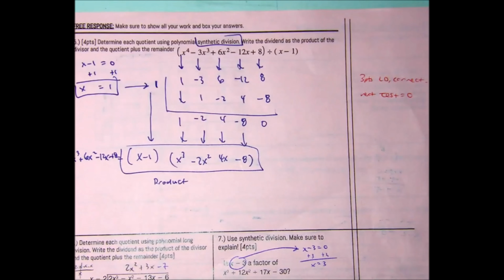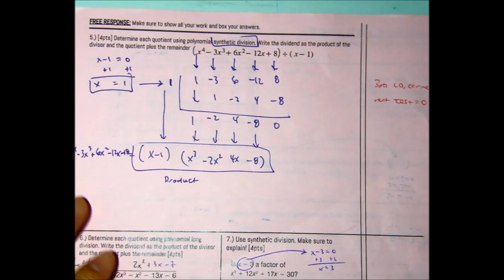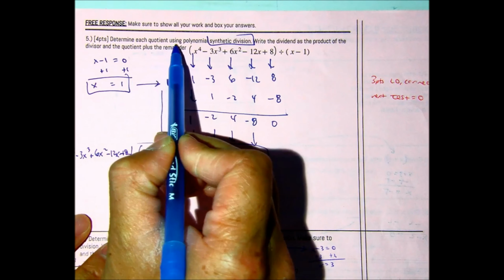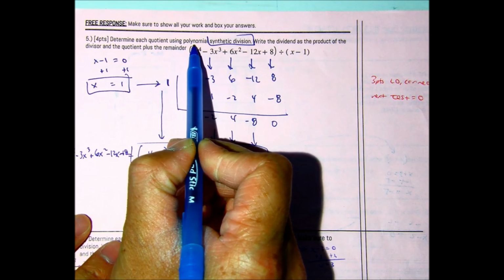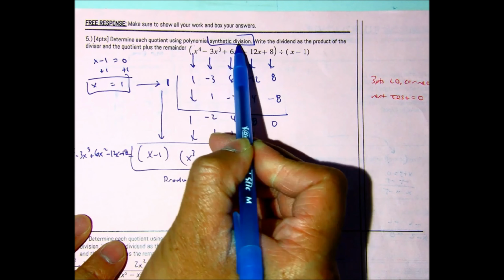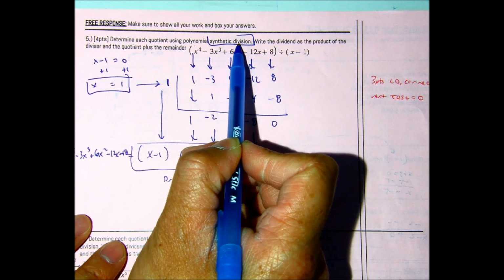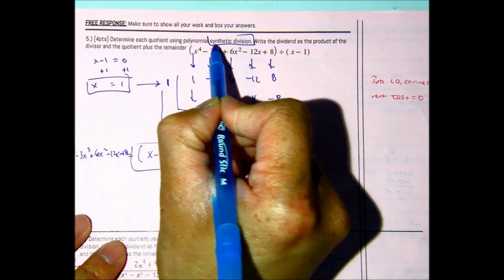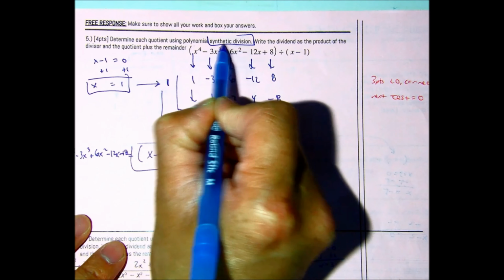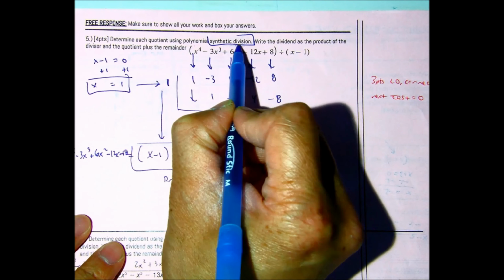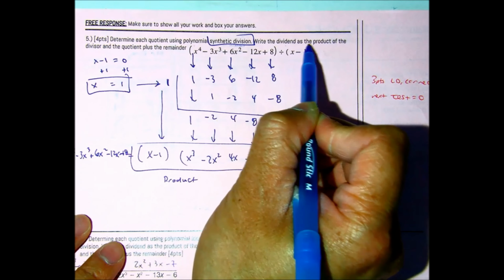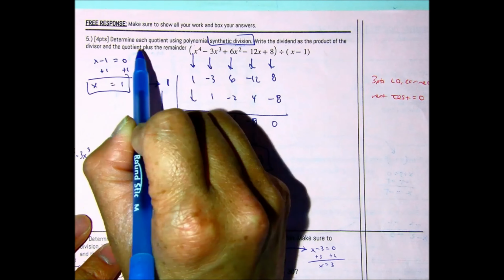Again, these are just questions directly from your packets. The question is, can you listen and can you actually show us you understand it? Determine each quotient using polynomial what? Synthetic division. A lot of you guys did a good job by marking the text by underlining that, so you knew. Write the dividend as the product of the divisor and quotient plus the remainder.